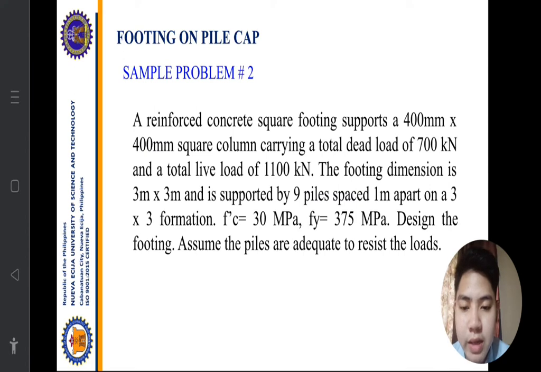Footing on pile cap. Sample problem number 2. A reinforced concrete square footing supports a 400 mm by 400 mm square column, carrying a total dead load of 700 kN and a total live load of 1,100 kN. The footing dimension is 3 meters by 3 meters and is supported by 9 piles spaced 1 meter apart on a 3 by 3 formation.